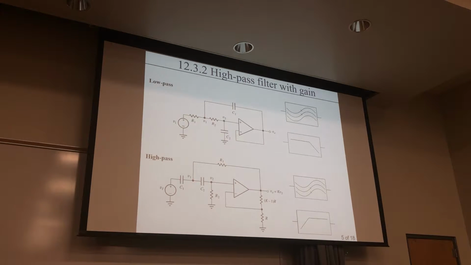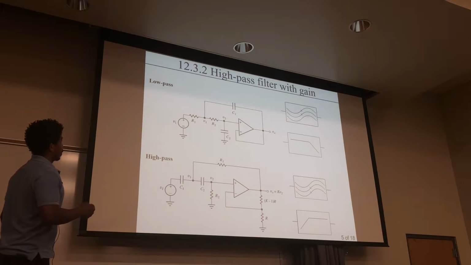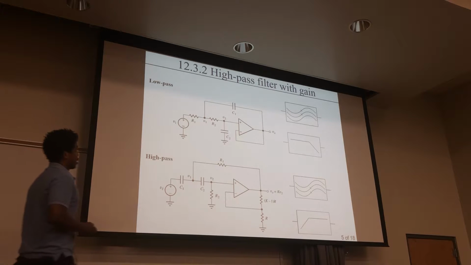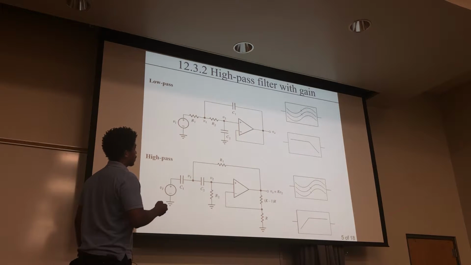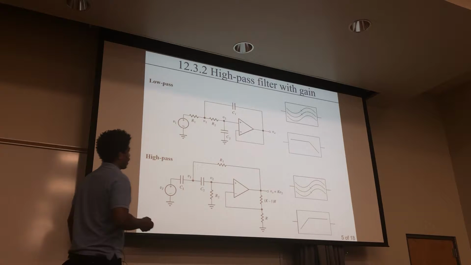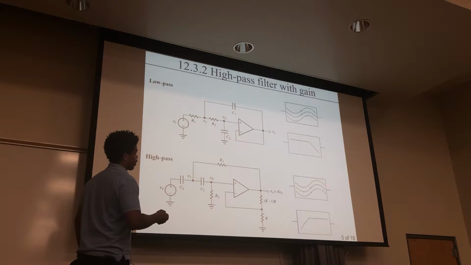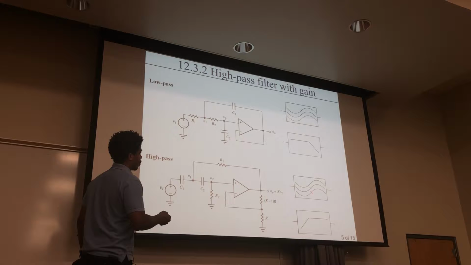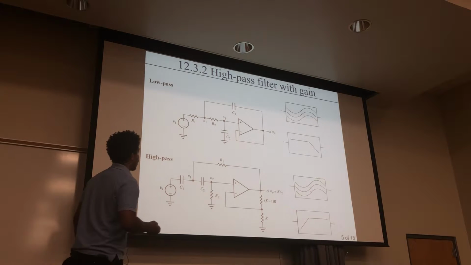Okay, so high pass filter with gain. Just to remind you, this is what the low pass filter looked like. Here are a couple of the block symbols, and in this one you can see the lowest frequencies are able to get through, and these are crossed out. So there's a low pass symbol. Here's a high pass symbol where the high frequency gets through, but the mid and the lower ones do not.